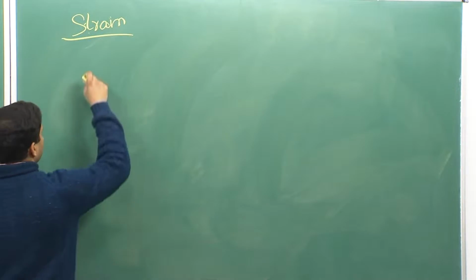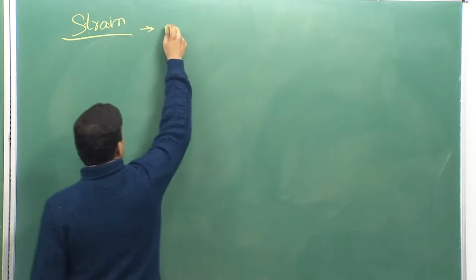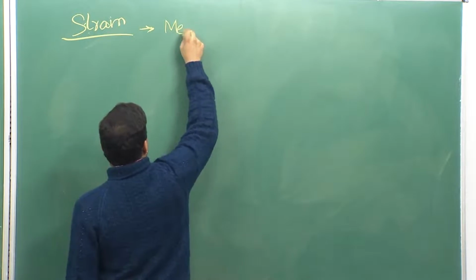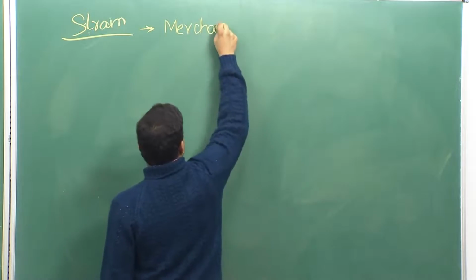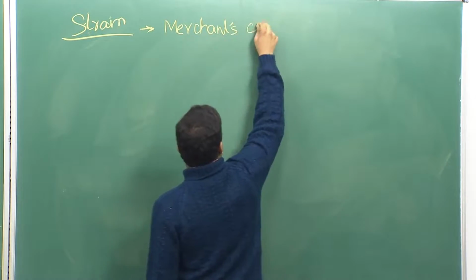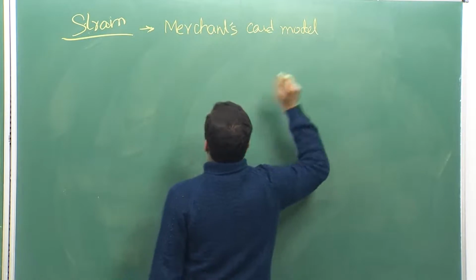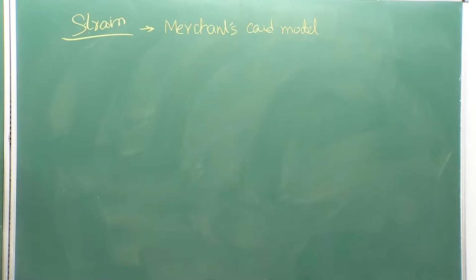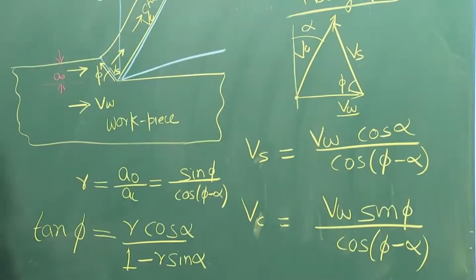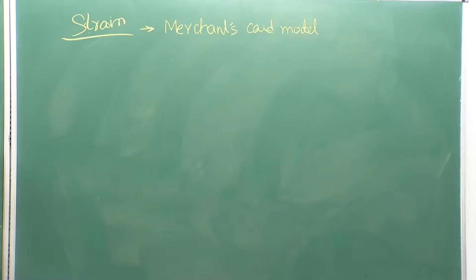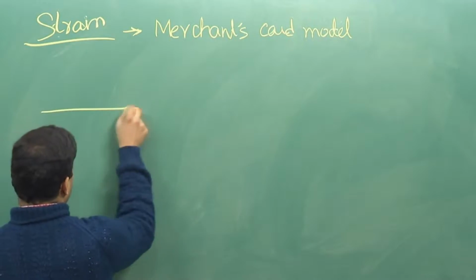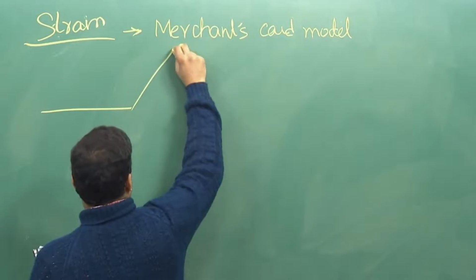For this, there was a model proposed by Merchant, and it is called Merchant's card model. It is a simple or a simplified way to calculate strain. As you can see, the way this deformation is taking place, it is not easy to calculate strain, but if you look at this model, things become much lucid.